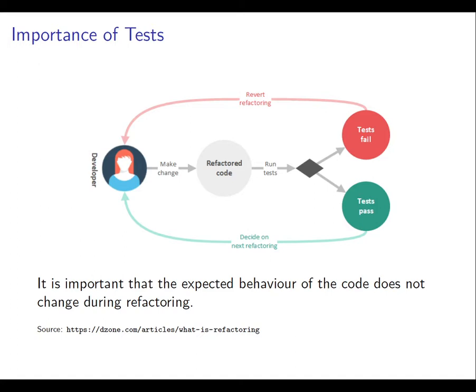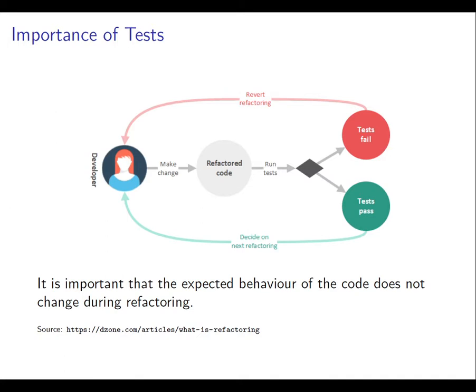Let's talk through it. So the idea is that in order to make a change, you refactor the code, and then you must run your tests. And if anything fails, then you fix that and redo it. And if the tests pass, then you're ready to do your next refactoring.